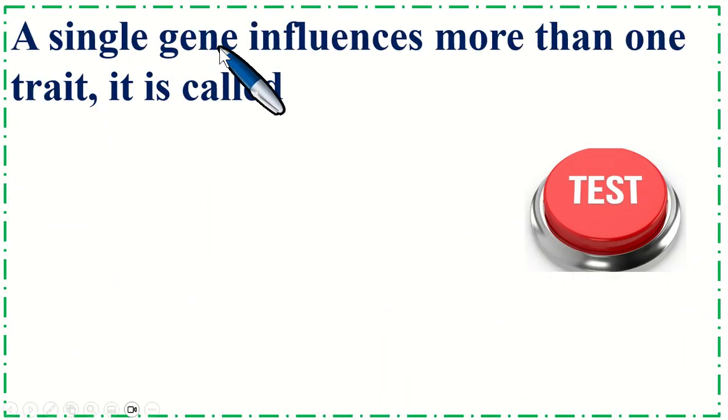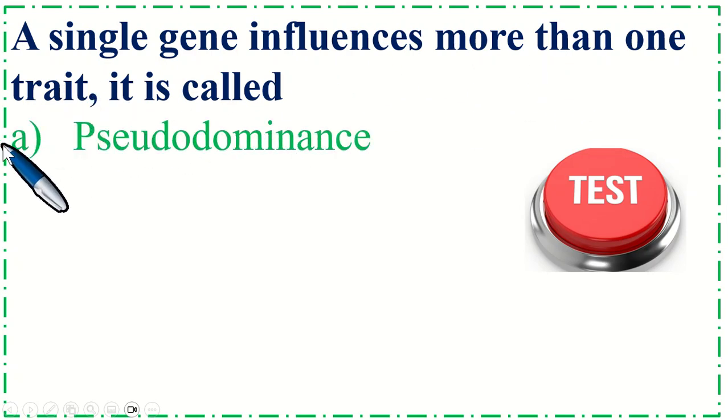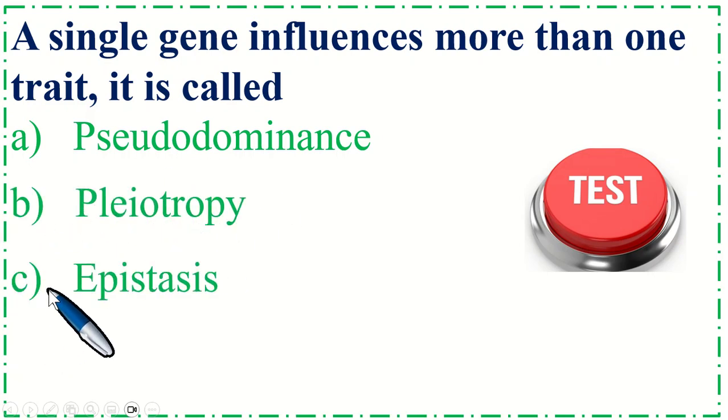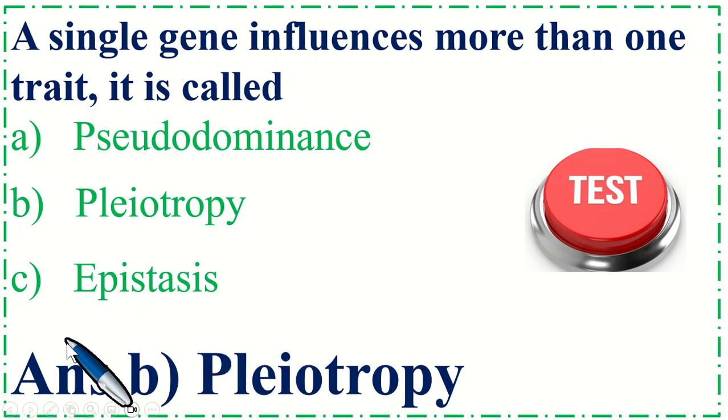A single gene influences more than one trait. It is called option A, pseudodominance, B, pleiotropy, C, epistasis. Correct option is B.